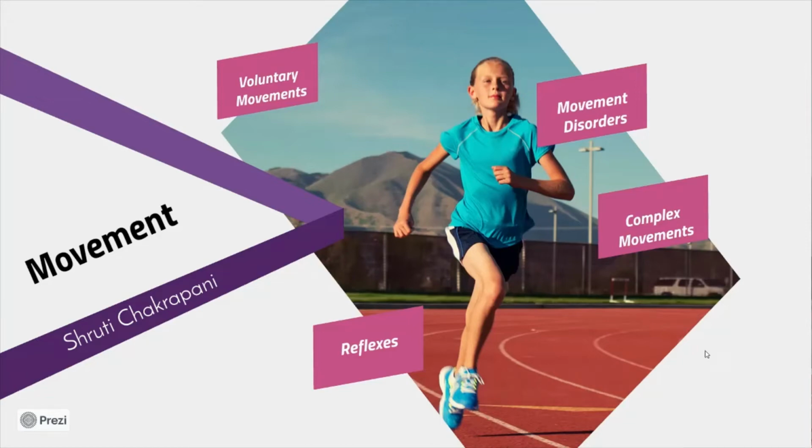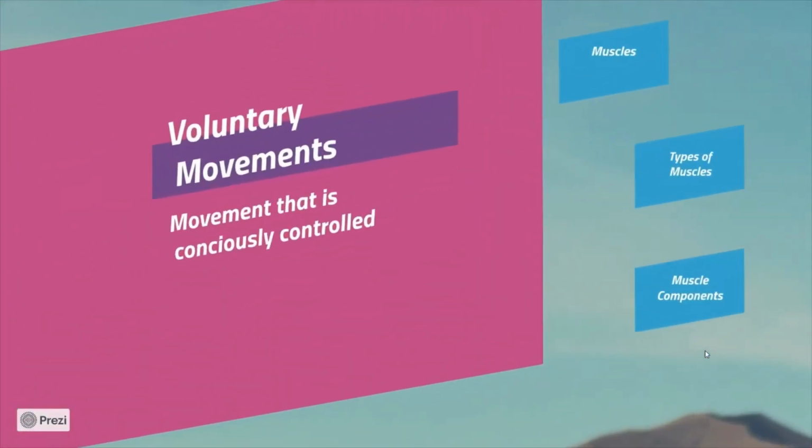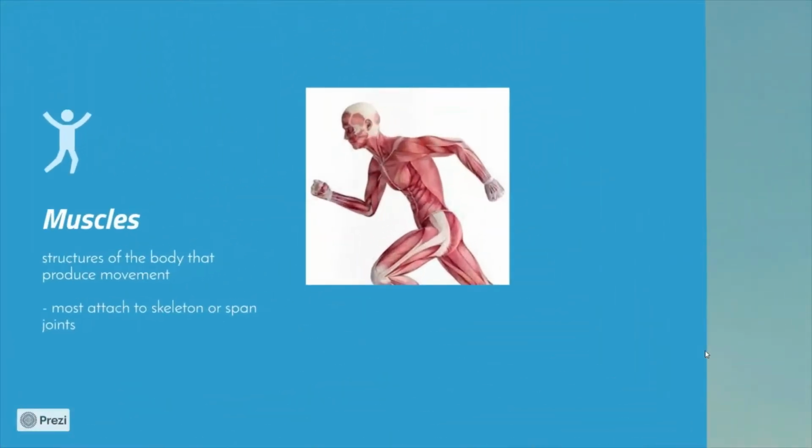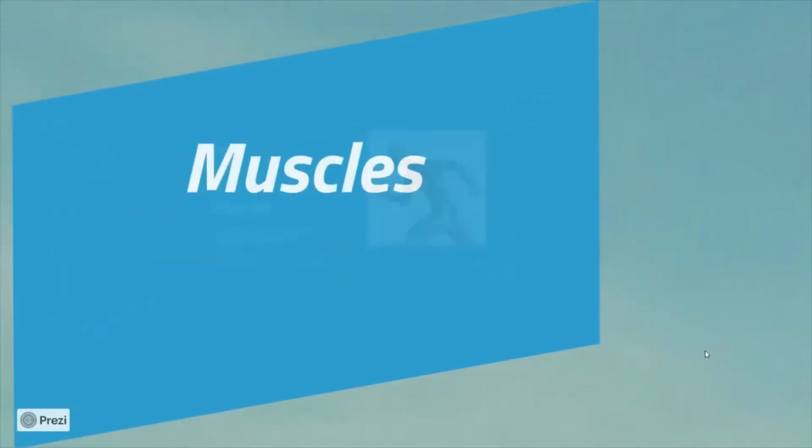Movement, Chapter 3. Voluntary movement is movement that is consciously controlled. Muscles are the structures of the body that produce movement, most attached to the skeleton or span joints. Muscles that attach to the skeleton are called skeletal muscles.